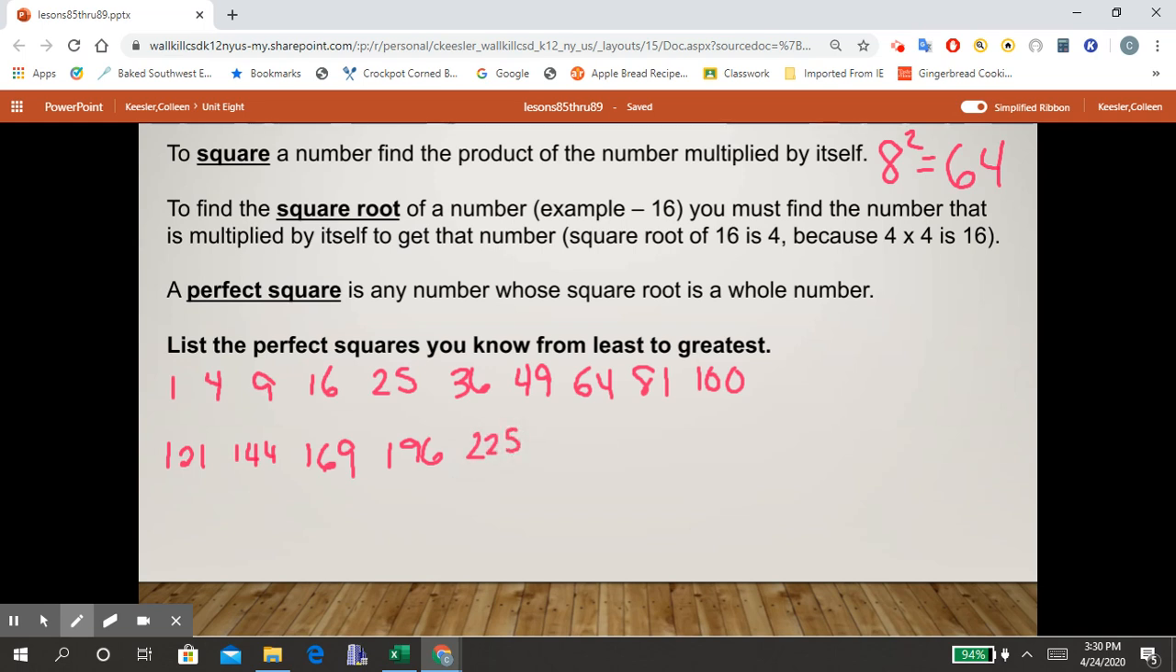16 times 16 is 256. 17 times 17 is 281. 19 times 19 is 361. And then 20 times 20 is 400. So there are some tricky ones in there. But again, if you can memorize those, when you're doing square roots, it's going to make your life a whole lot easier.